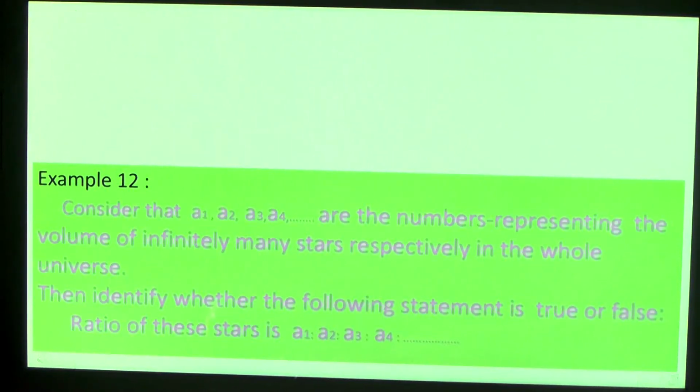Consider that A1, A2, A3, A4 and so on are the numbers representing the volume of the infinitely many stars respectively in the whole universe. Then identify whether the following statement is true or false. Ratio of the stars is A1:2, A2:2, A3:2, A4:2 and so on.